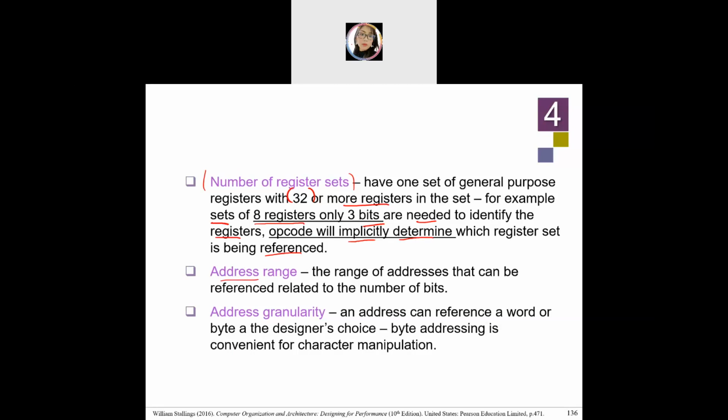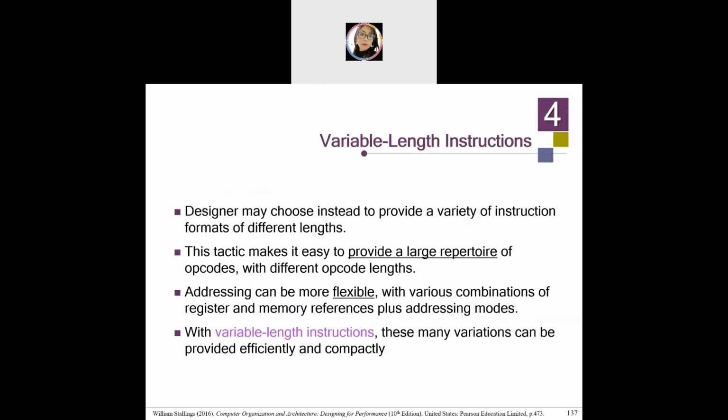About address range, the range of addresses that can be referenced is related to the number of bits. And lastly, address granularity, an address can reference a word or also a byte at your choice. You as a programmer, you can choose it. And byte addressing is convenient for character manipulation. So this one is still under the last one on the theory.